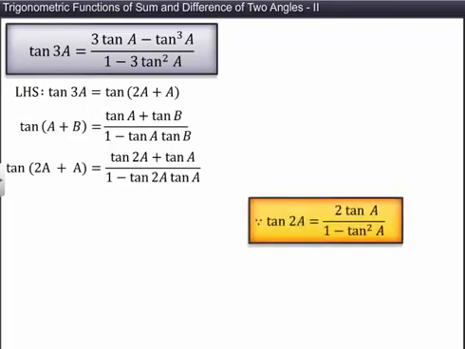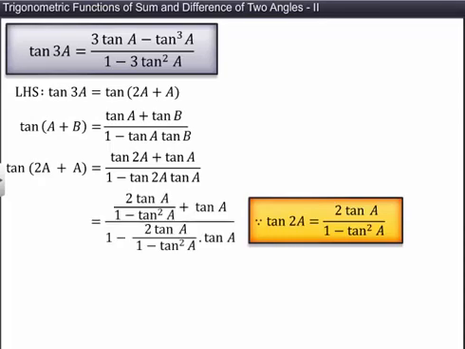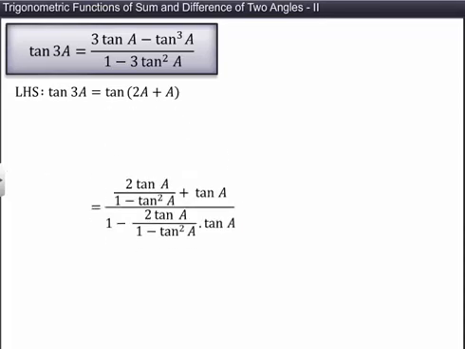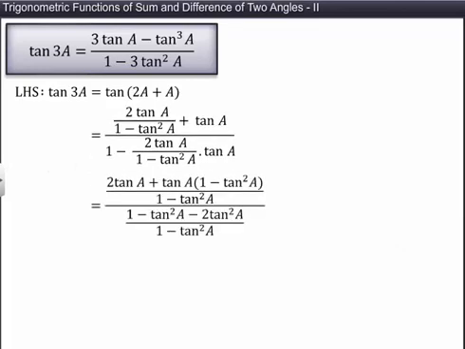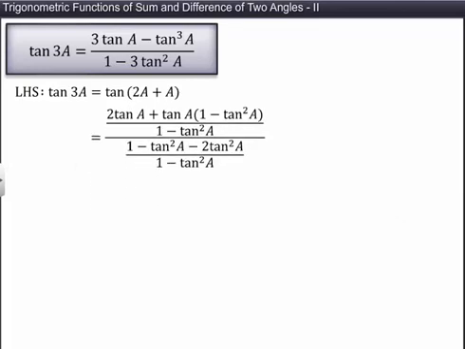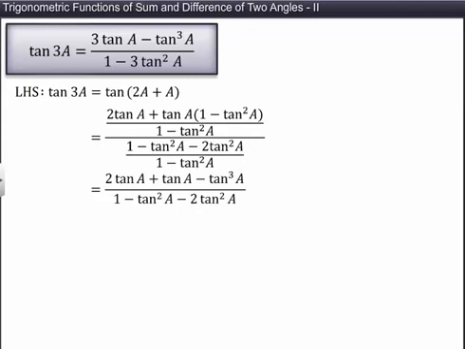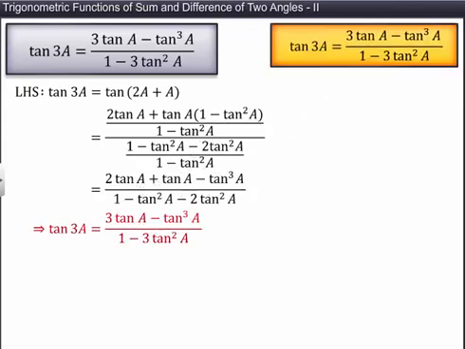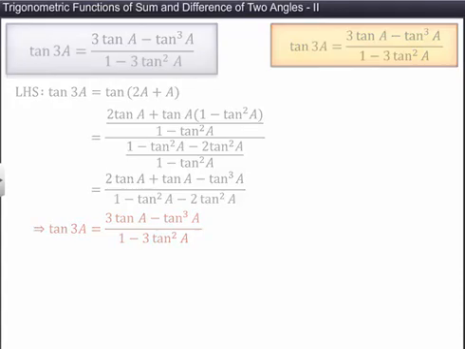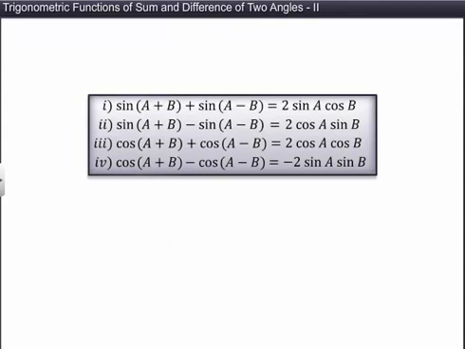Substituting tan 2a is equal to 2 tan a divided by 1 minus tan square a, we get this. On simplifying, we get tan 3a is equal to 3 tan a minus tan cube a divided by 1 minus 3 tan square a. Let us now prove some more results.